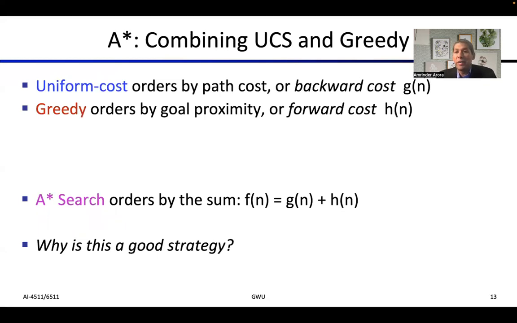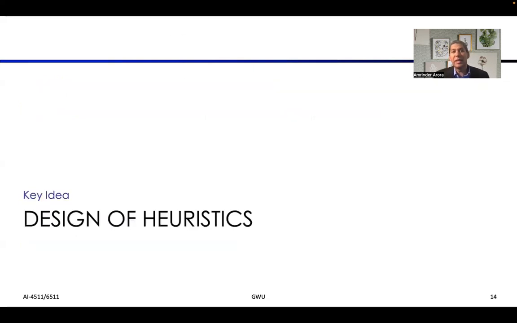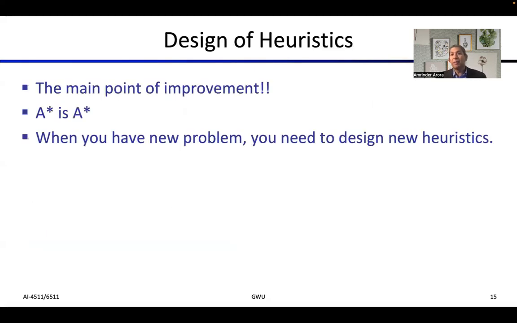And why is it a good strategy? It's a good strategy because it keeps an eye on the start node where it started from, but at the same time, it takes the estimate into consideration, and sees which node it should expand. So that's a key idea here. And the key idea within A-star often is the design of heuristics. That is the main point of improvement. We will study A-star, and the specific heuristics, in another mini lecture in a bit.